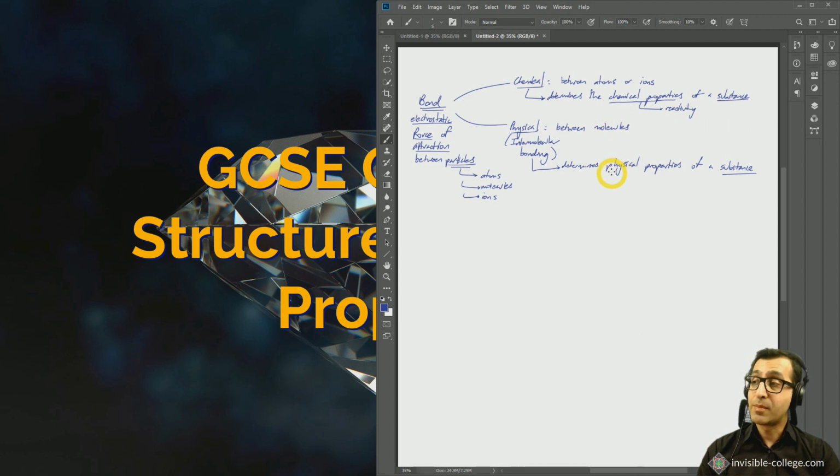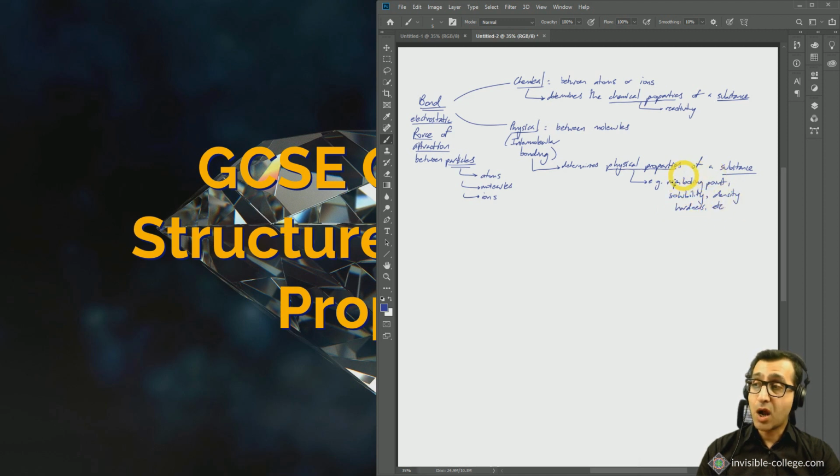Whereas physical bonding, the kinds of bonds between molecules, doesn't determine the chemical reactivity of those molecules. What it does is determine the physical properties of that substance. Now, by physical properties, we mean things like, for example, melting point, boiling point, solubility in a particular solvent, like water, for example, density, hardness, and you could go on with various other physical properties.